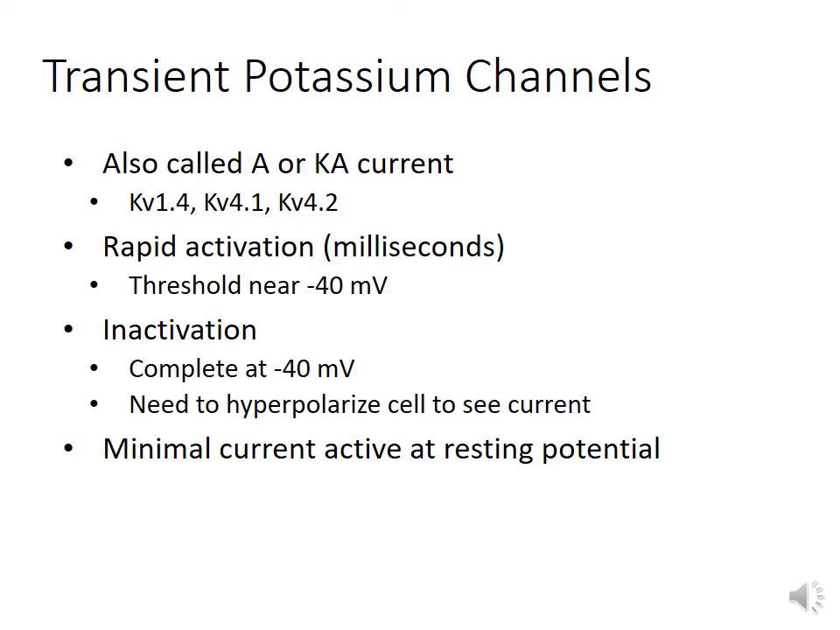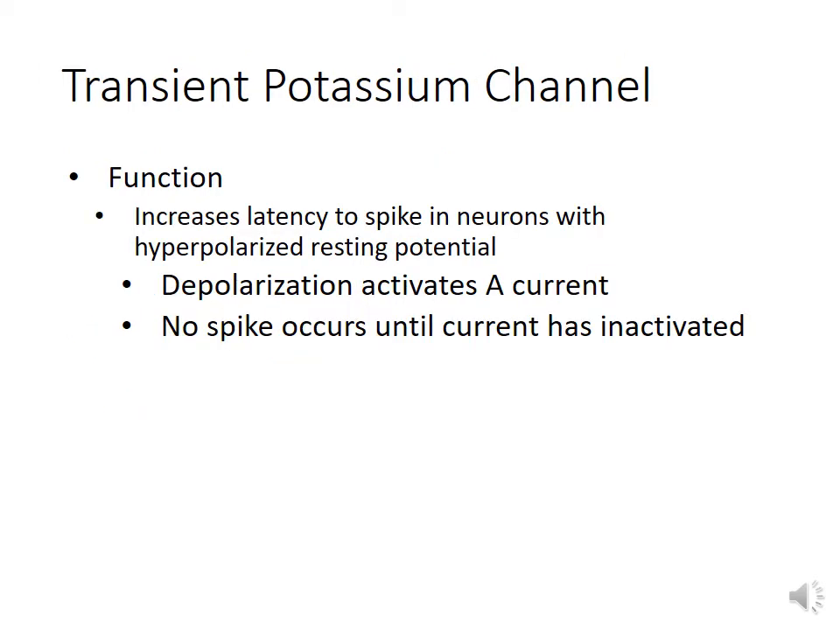Not as fast as the sodium channels, but nevertheless, it just takes a few milliseconds for those channels to inactivate. Because these channels have a threshold around minus 40 millivolts for activation, they are immediately active at resting potentials. So what's the function of these transient potassium channels? Well, when these channels are activated, no spiking of the cells will occur until these channels are inactivated. And therefore, these channels will dynamically modulate the membrane excitability of neurons.